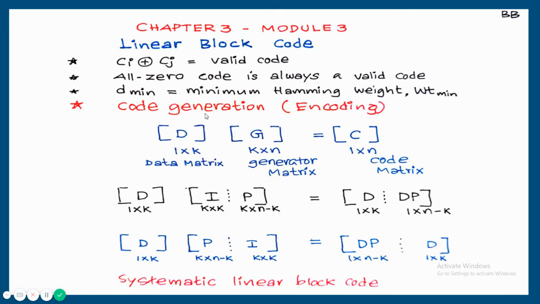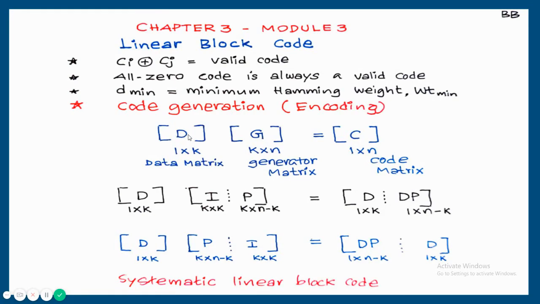Here I am showing how to generate a linear block code. A linear block code is generated by multiplying the D matrix into the G matrix. The answer is the code matrix. D matrix is the data matrix, G matrix is the generator matrix, and the product is the code matrix.